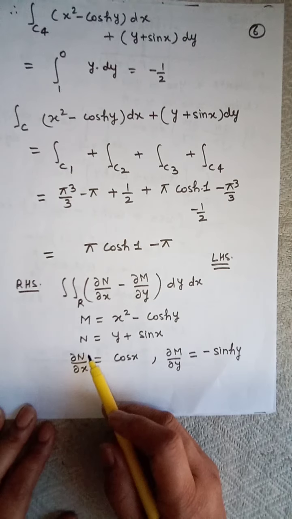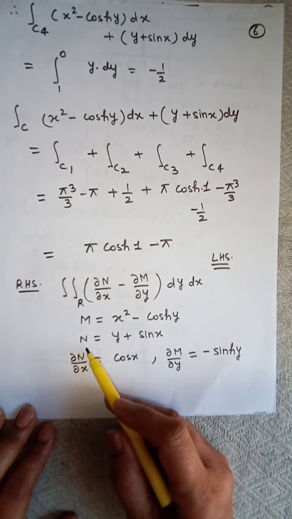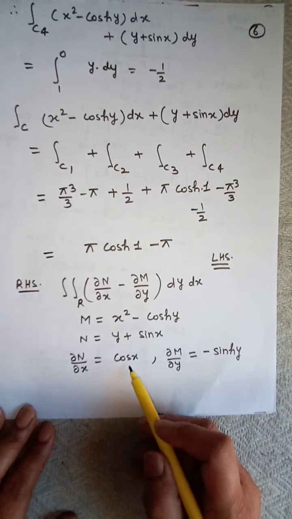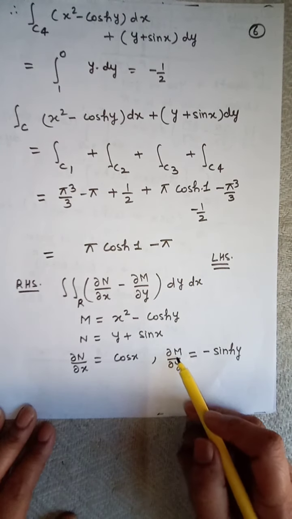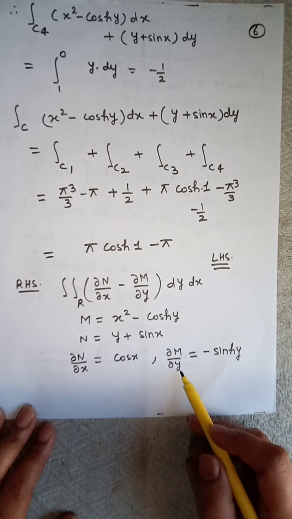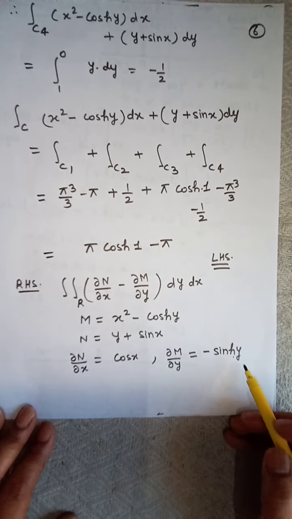So find curly n by curly x. Partially differentiate with respect to x. So sin x, it is cos x. Partially differentiate curly m by curly y. Partially differentiate m with respect to y. So minus sin hyperbolic y.